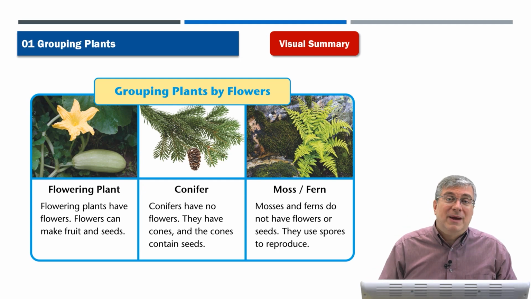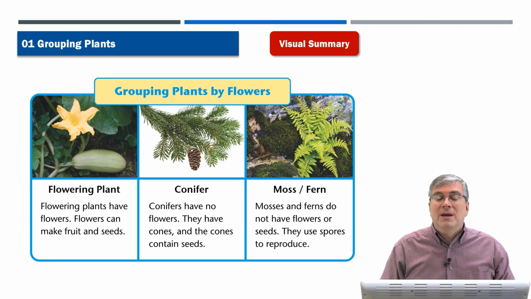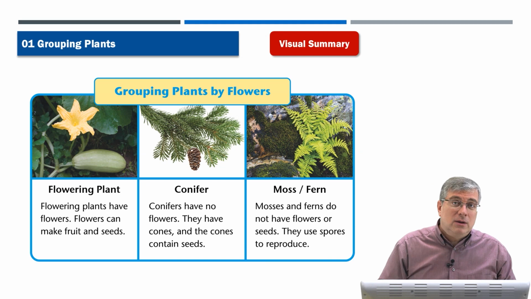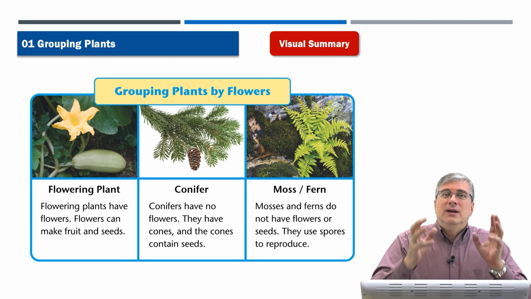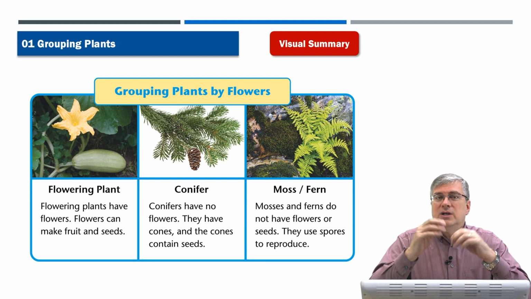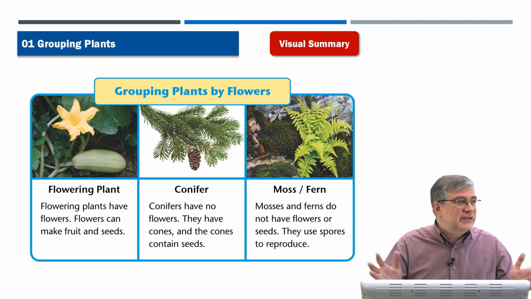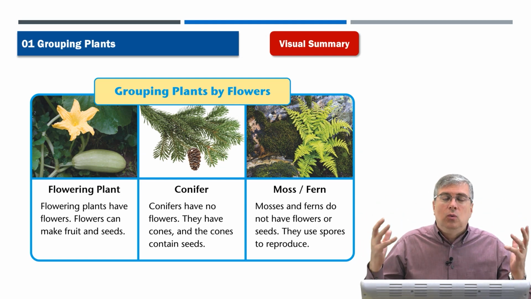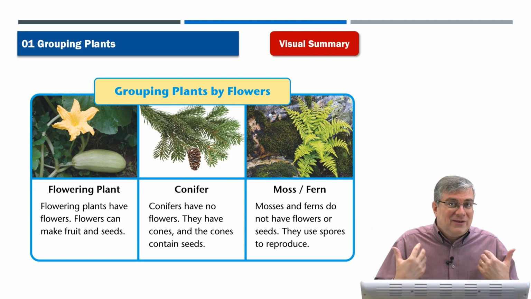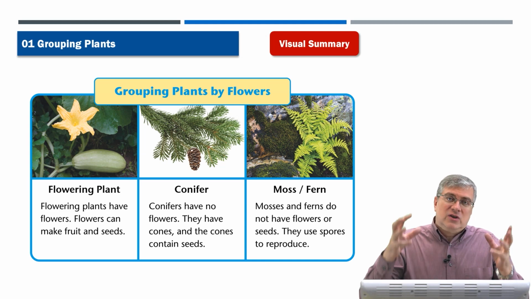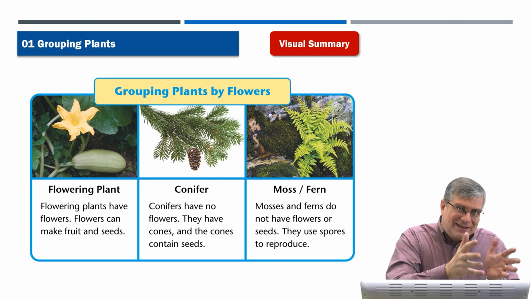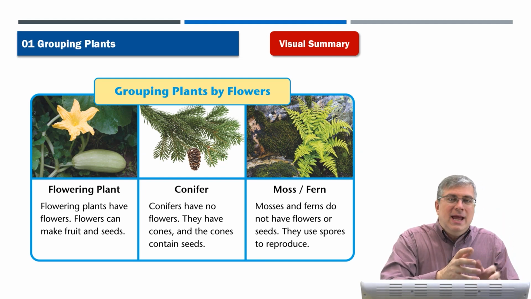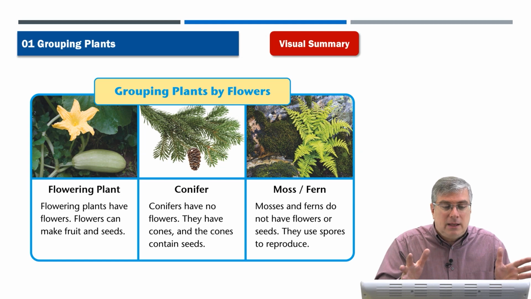Let's go over the first main idea of this lesson, and that is grouping plants by flowers. Now, at the title, the introduction of this lesson, I said scientists like to group living and non-living organisms, you know, things in nature. You know, scientists study the natural world. And as human beings, we like to group things. We like to put things into certain classes or groups. And of course, that's exactly what's going on here.